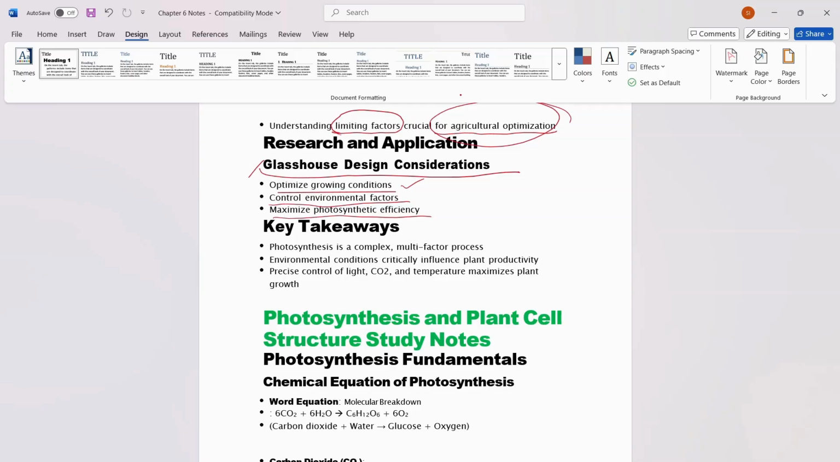photosynthetic efficiency. So our key takeaway here is that photosynthesis is a complex multi-factor process. Environmental conditions critically influence plant productivity, such as precision control of light, carbon dioxide, and temperature. These all maximize plant growth.